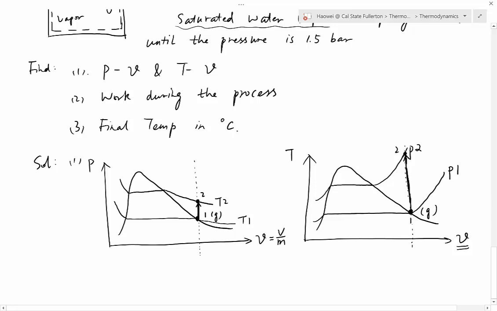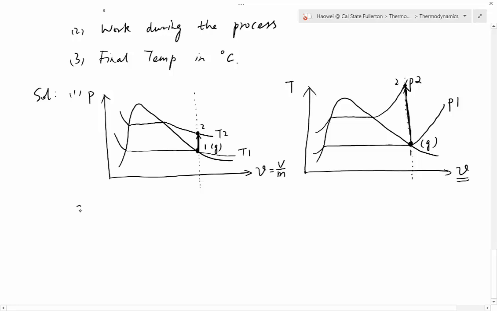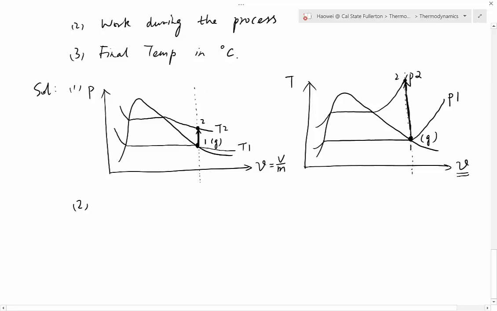So that's question 1. Okay, and then we move on to question number 2. Look for the work during the process. How much work will be transferred from the paddle wheel to the water vapor? Okay, how do we look for work? We can start from the first law.